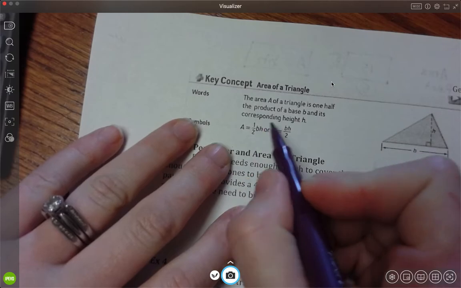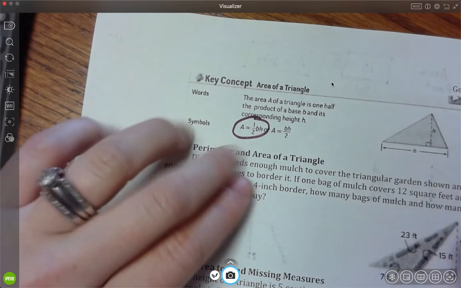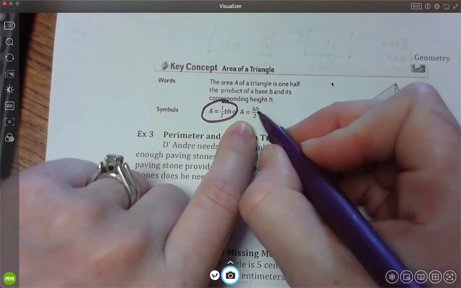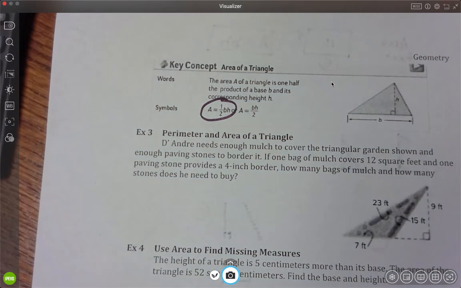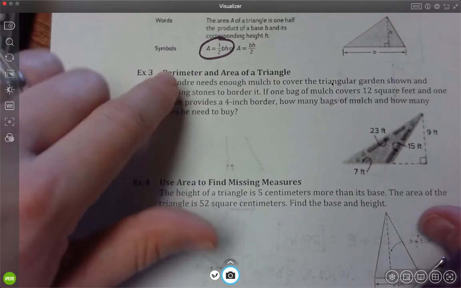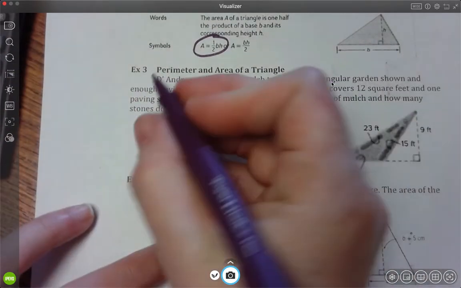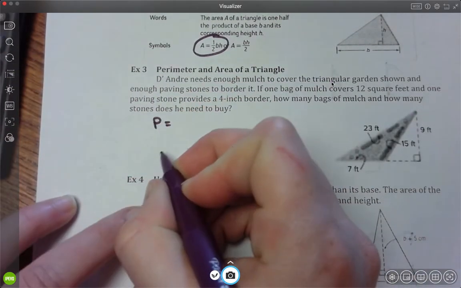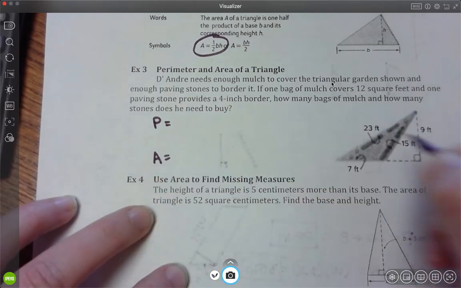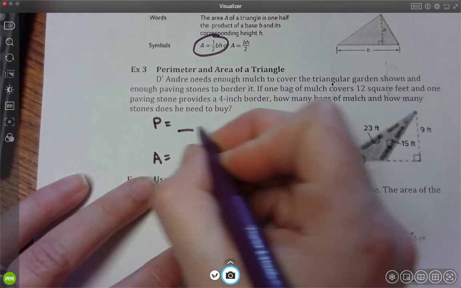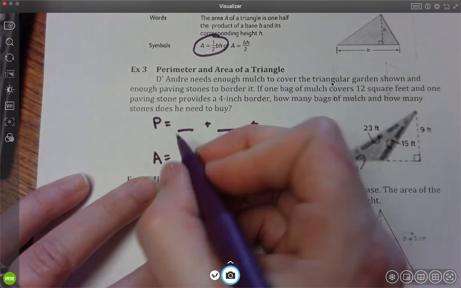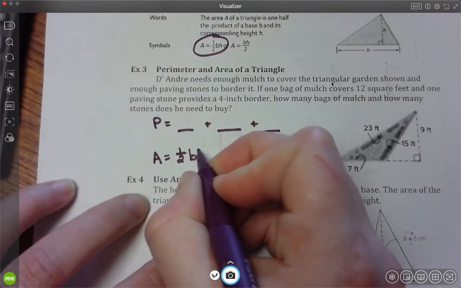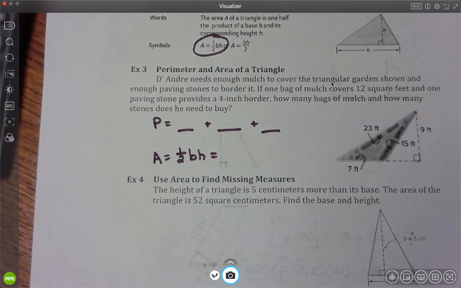And that's how they get this up here. 1/2 base times height, or sometimes they will write it as base times height divided by 2. They'll just put that 2 on the bottom, and that's a-okay too. However you want to think about that. So here they want us to do perimeter and area. Now perimeter, you're just adding together, and when you're doing perimeter of a triangle, you'll have 3 numbers to add together. So I'm going to put 3 blanks so that we have that ready to go. Area is 1/2 the base times the height. So I've got my formulas all ready to go.